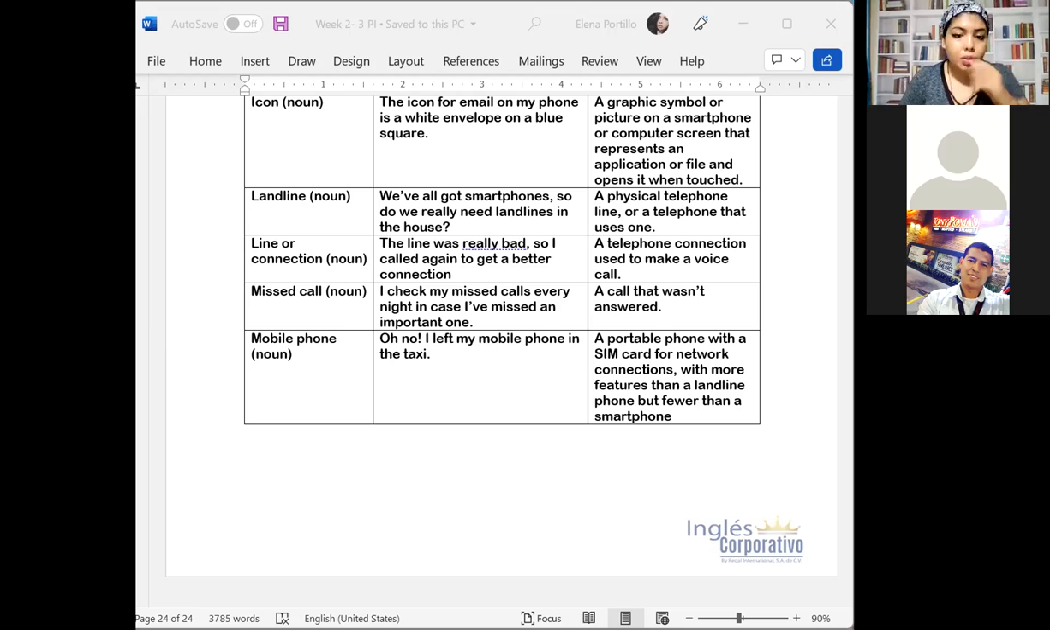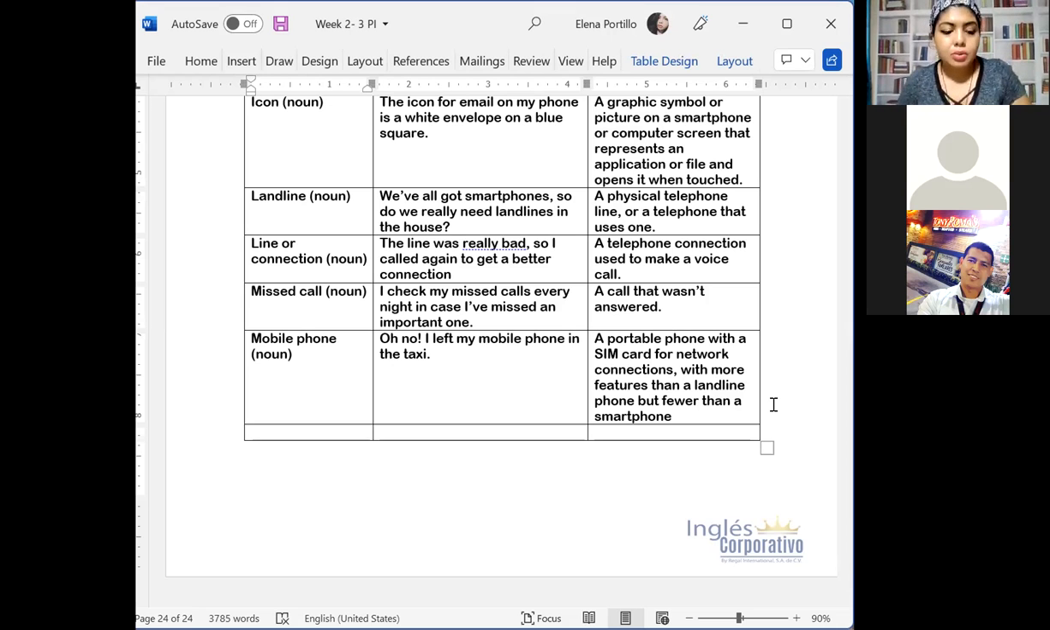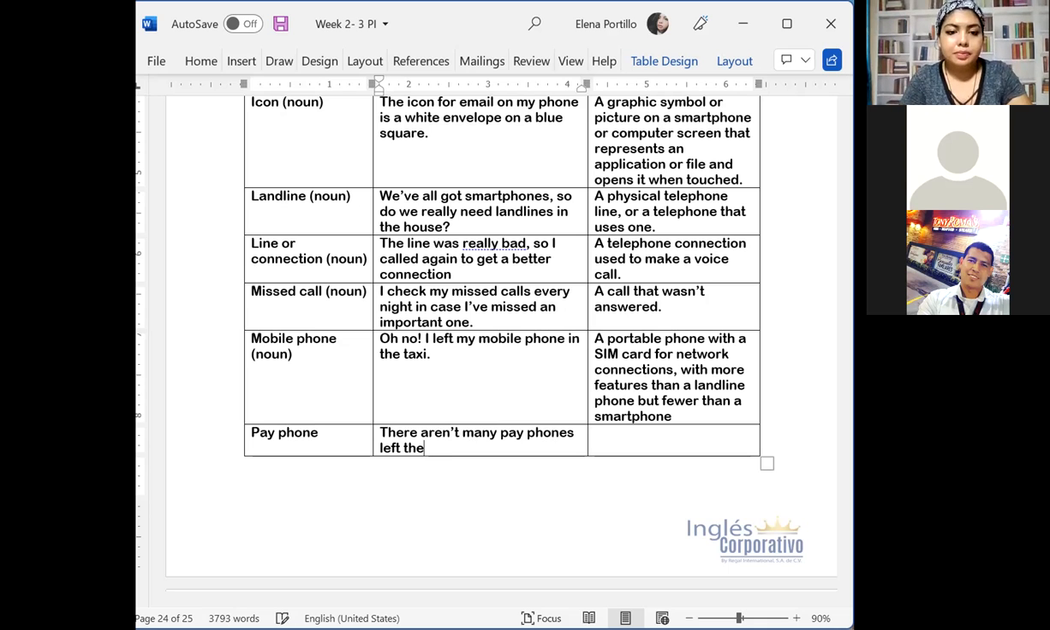So now we have the other word that we are going to use. In this, we have payphone or phone booth. Now that is a noun. But in this case, we have payphone. That is something very easy to understand, what a payphone is. So we have the example: There aren't many payphones left these days. And what is the meaning? A public telephone that takes coins or phone card payment for each call made.